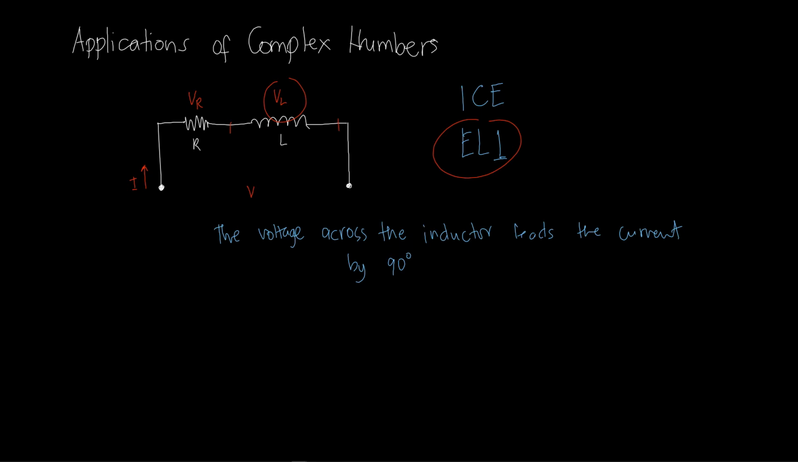But since the voltage across the inductor leads the current by 90 degrees, that means it is multiplied by positive I. If it is lagging, it is multiplied by negative I.